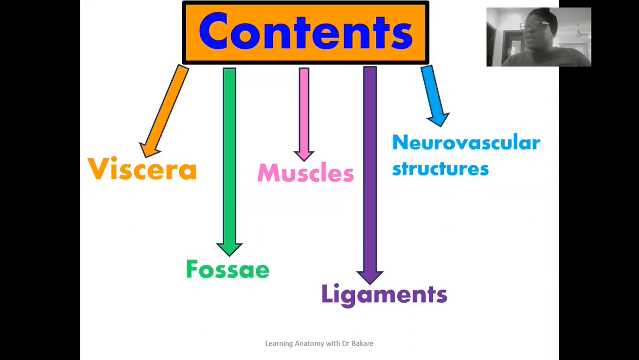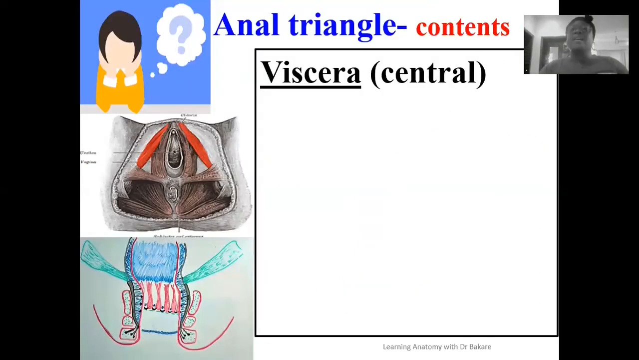For the subsequent slides, we'll be taking each of these one after the other, also establishing how they run and are positioned within the anal triangle. So first, the viscus that we have within the anal triangle is a correspondingly named organ, which is the anal canal. So you have the anal canal, the central part of the anal triangle. And this anal canal is not just left on its own. It is seen to be guarded or surrounded by the external anal sphincter.